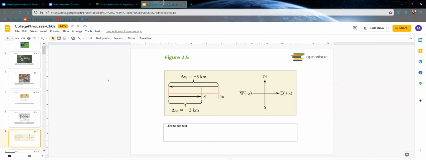And as we can see here on this Cartesian coordinate system on the right here, we're defining moving to the left, or in this case, moving to the west, as negative. Because, again, think about your grid system, right? Up and right are positive, down and left are negative.